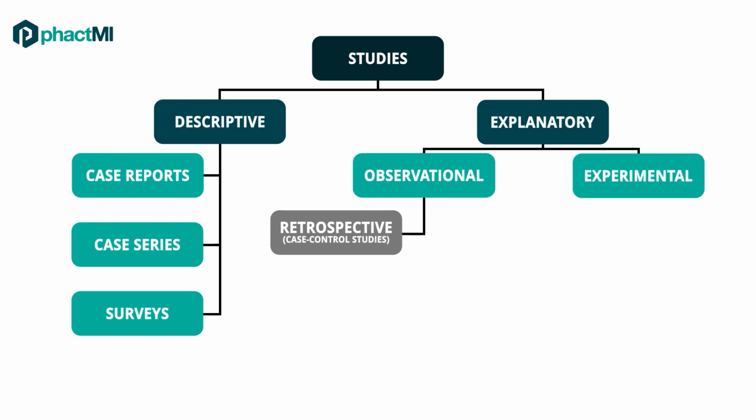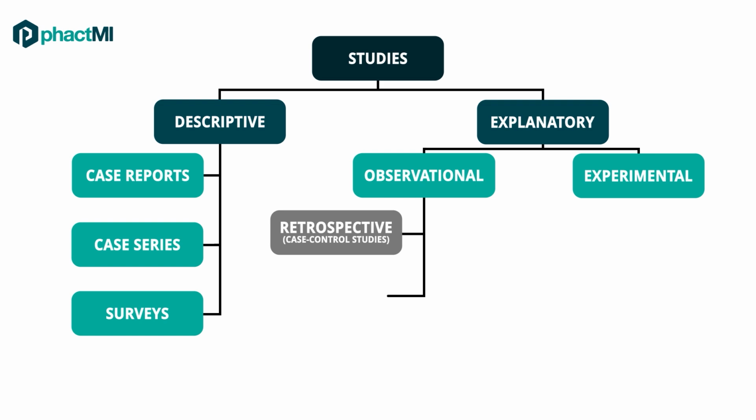Observational studies can be retrospective, looking backwards in time, starting from the outcome to examine past exposures. An example of this are case control studies, which compare patients with the condition, known as the cases, to those without, known as the controls, to identify risk factors and exposure history that might be linked to the condition.